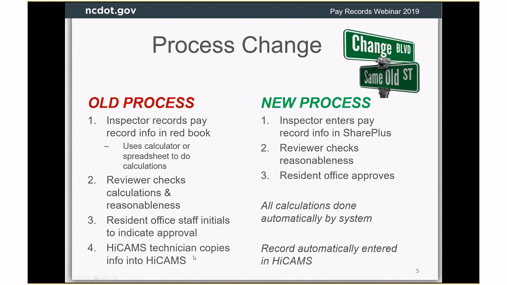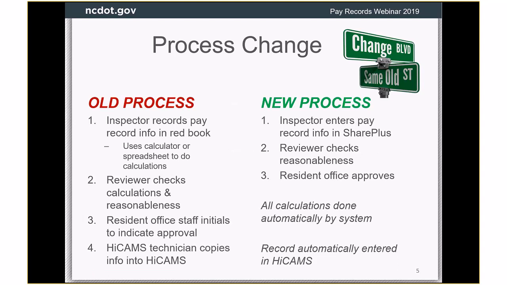Okay, so at a high level, the process that we used to have on the left was that an inspector would record the pay record information in the red book. For whatever particular pay item it was, they would put in the specific measurements that were needed, and they would use a calculator or a spreadsheet to do their calculations. Then a reviewer might check those calculations and make sure they're correct, and also just make sure there's no typos or things left out. And resident office staff would initial it to indicate that it was approved, and then somebody would copy that information into HiCAMS. That's my understanding of the process the way it was.